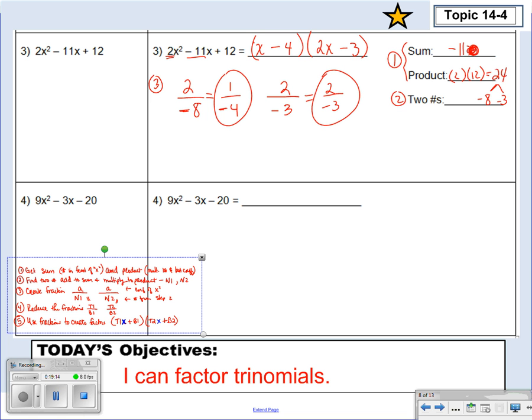Number 4, we have our sum and our product to find. So now you'll see me say S and P's. Let's find our S and P's. Our sum is negative 3. Our product is 9 times the negative 20. 9 times the negative 20 is negative 180. Finding the two numbers that multiply to give you negative 180, but add to give you a negative 3. This one might be a little more tricky because that is a huge number.